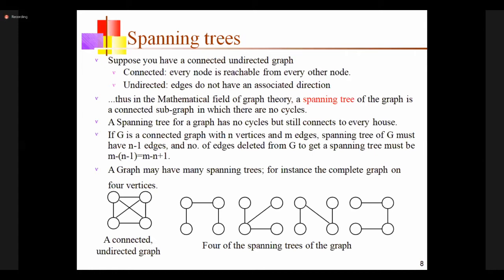Okay. Then if G is a connected graph with n vertices and m edges, then this is the formula: m minus n minus 1. There finally our spanning tree must contain m minus n minus 1 edges based on the formula. And coming to the last point of the slide, a graph may have many spanning trees. Note down this question also. A graph may contain many spanning trees.